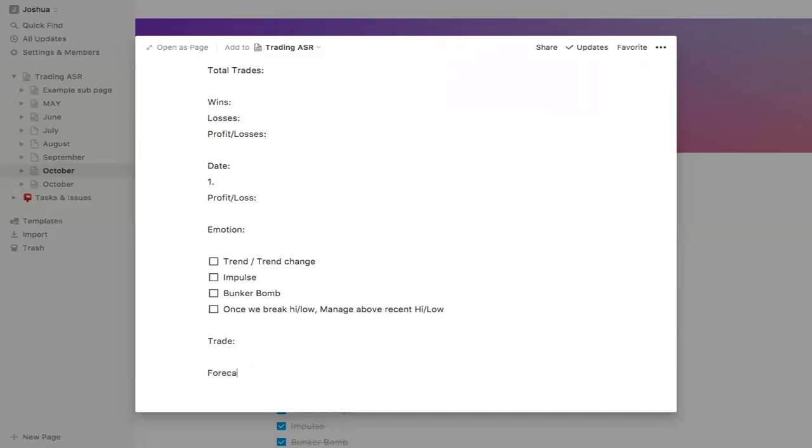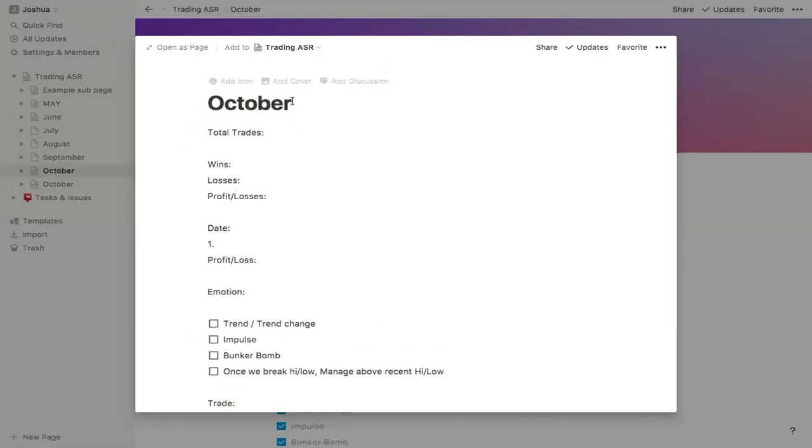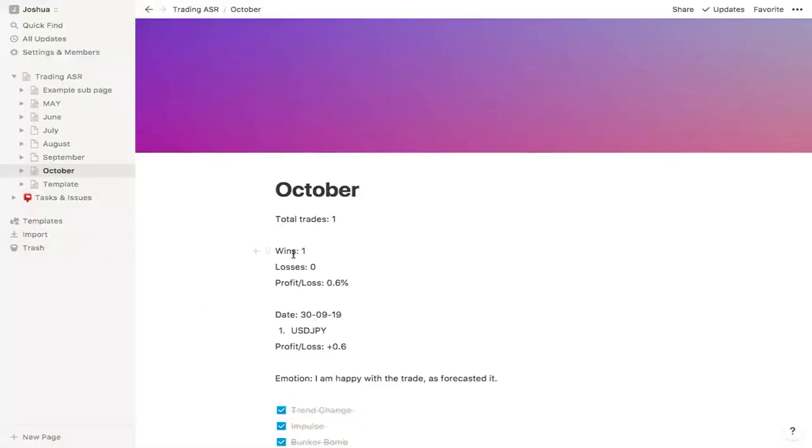in forecast. Okay. Now you can call this what you want, because this could actually be a template. So you could rename that as template. Okay. And then you can just keep that as your template, and then you can just copy and paste bits in when you need them. For example, I will show you the one that I've done in October.